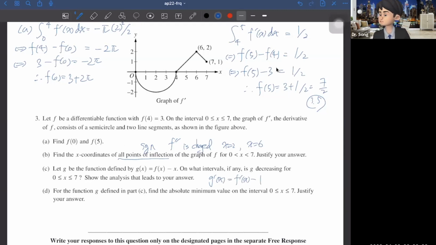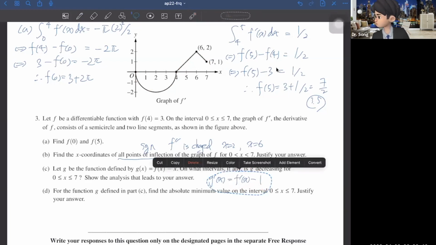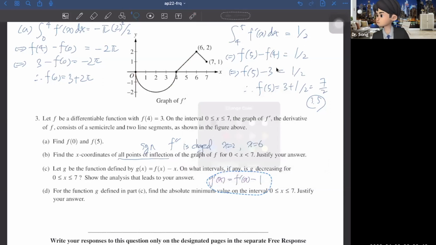So what does that mean? Well, we have the f prime graph, right? And f prime of x minus 1 is like this. So let me change the color of this one to purple. And if I draw the G prime of x, then it looks like this one. So here, this is G prime of x. How do I know? I just need to shift this f prime of x down by 1. Then that's G prime of x, right? Then we can find the answer.